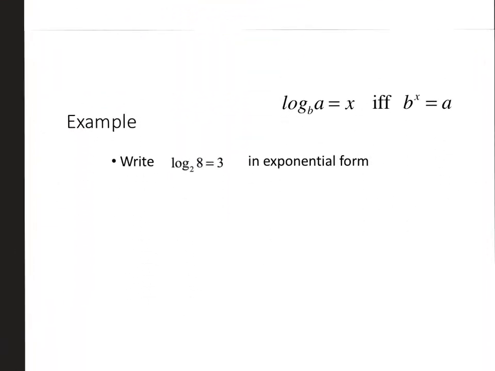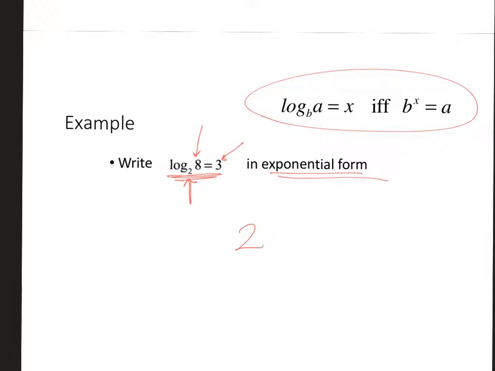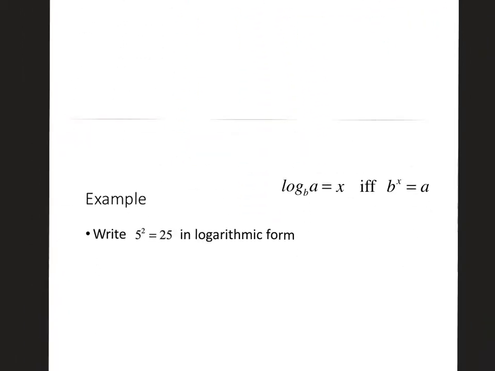You'll be asked to switch back and forth between log form and exponential form. And on every one of these slides, I put what the definition is, right up at the top. So take a look. This is in log form, and they want us to write it in exponential form, which means I need to know what the base is, what the answer is, and what the exponent is. This is the base. This is the answer. This is the exponent. So if I write it in the other form, 2 to the third power equals 8. You just have to switch it from one form to the other. All right, let's try another one.